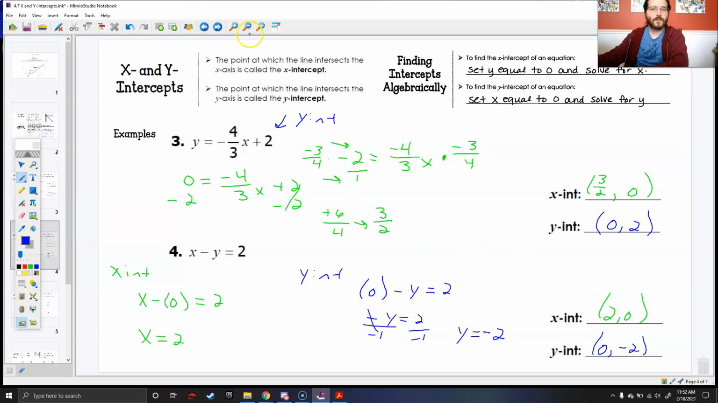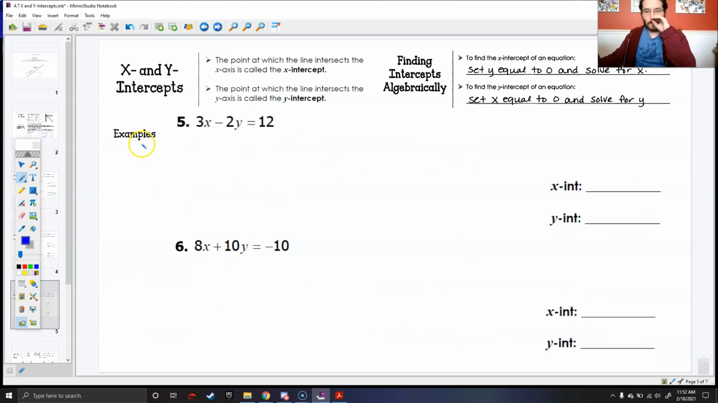Not too bad. All right. X-intercept. Substituting 0 for y. So 3x minus 2 times 0, which is going to cancel out, equals 12. So we have 3x equals 12. Divide by 3. So x is going to be equal to 4.